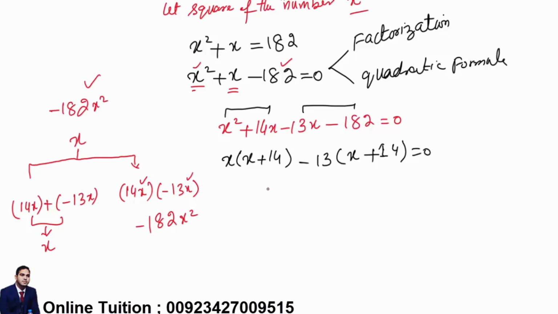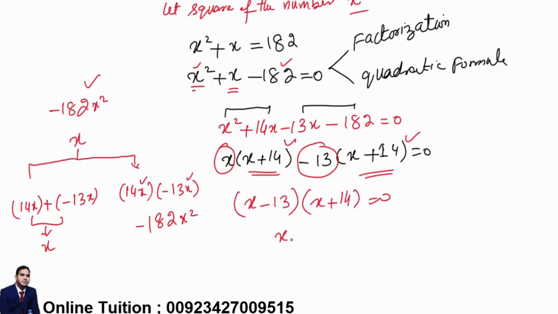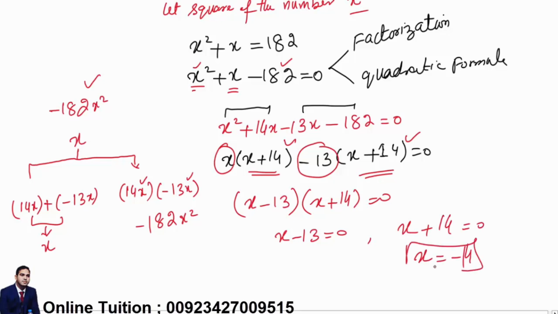So how to check whether the factorization is correct or wrong? You have to check these factors: x plus 14, x plus 14, it means it is correct. So first of all we will write x minus 13, this x written with this number, and after that, the pair x plus 14, that is equal to 0. You can make x minus 13 equal to 0, or x plus 14 equal to 0. x is equal to negative 14, and x is equal to 13.